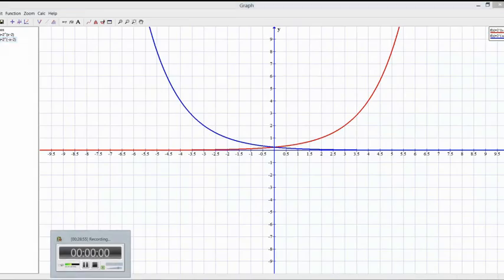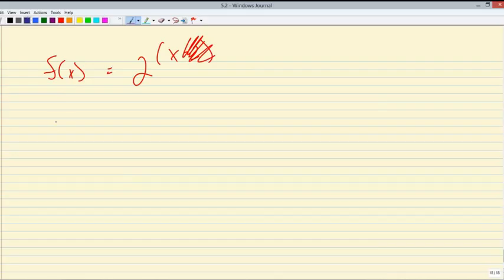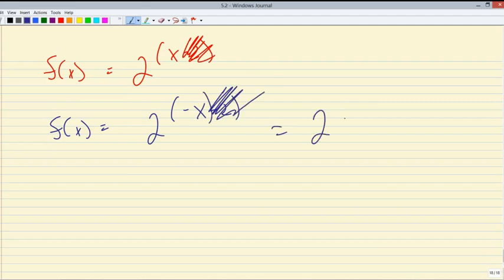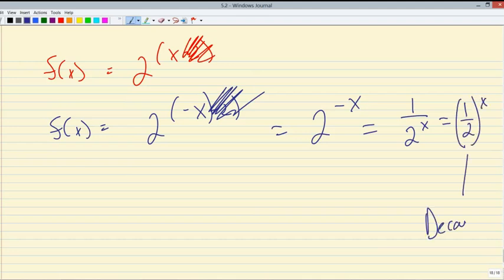Well, let's look at the function. So the blue function is f of x equals 2 to the negative x minus 2. And again, let's forget about the shift. That is 2 to the negative x, which is 1 over 2 to the x, which is 1/2 to the x power. Decay.